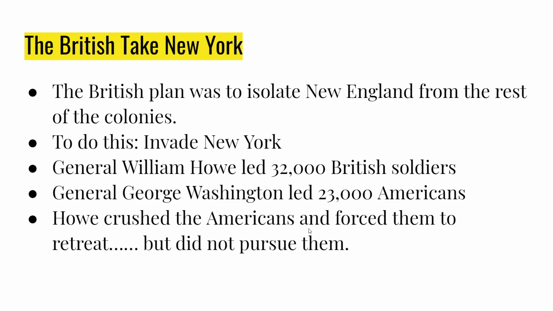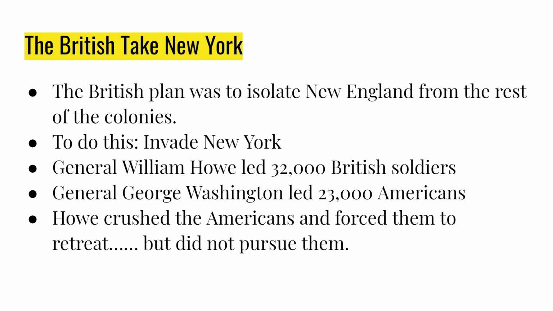But General Howe is not going to pursue the American army. A lot of people say that this was one of the biggest mistakes of the war for England, that they could have ended everything right here if Howe had just pursued Washington. But he didn't pursue Washington. Instead, he secured New York and then went to Philadelphia and partied it up in Philadelphia, right?